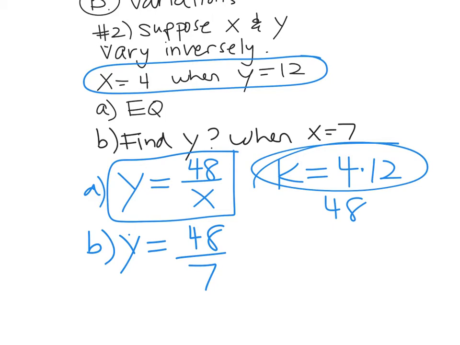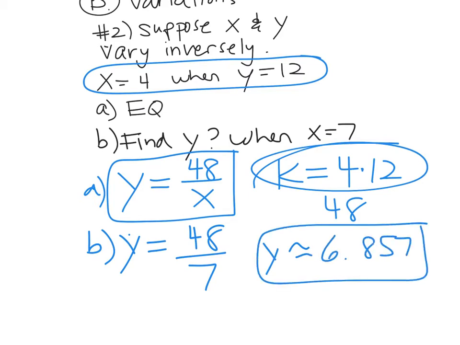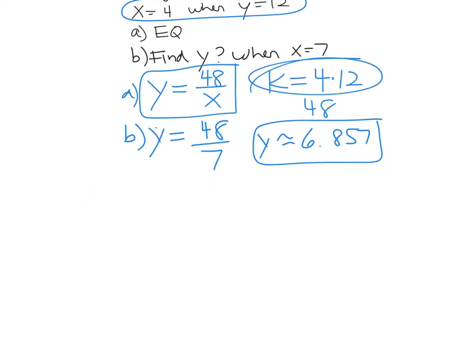It's not going to be pretty, is it? Y is about 6.857. It's almost pretty. You could leave it as 48 over 7 if you wanted it in fraction form. I always use the squiggly equals sign because it's not exactly equal to that. It actually goes on forever, but I don't really mark off for that.